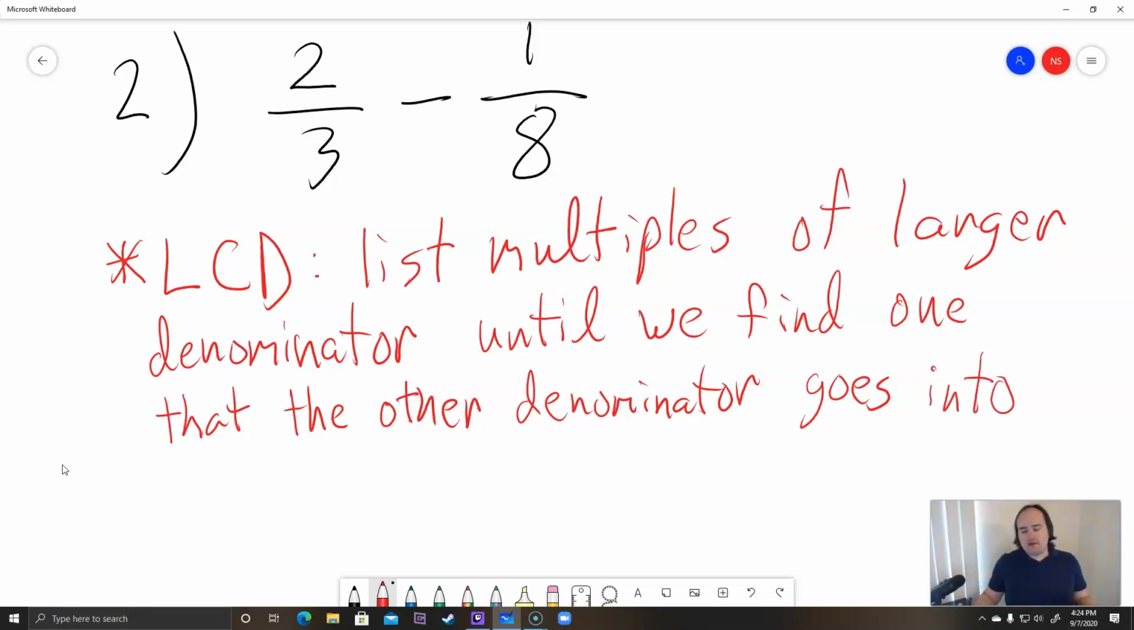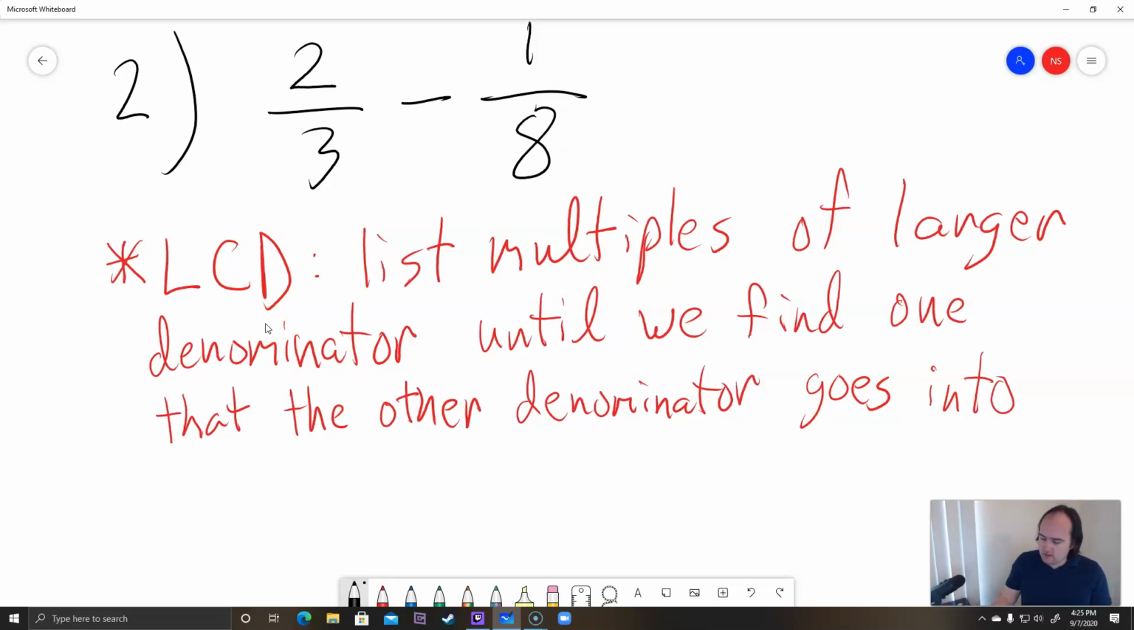Now you don't have to do the LCD. And me, for example, I would just look at these two numbers. I'd look at 3 and 8, and then I'd think, oh, well, 3 times 8 is 24, so the LCD is 24. So if you can just do that in your head, many times that's the easiest. But if you want to list multiples of the larger denominator until we find one that the other denominator goes into, that's going to give you the real LCD. So I'll do that, just this once.